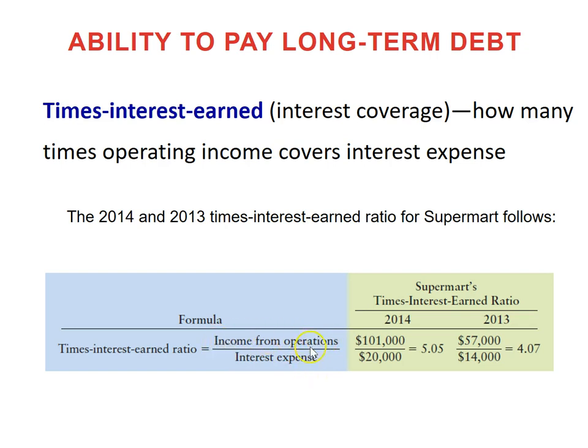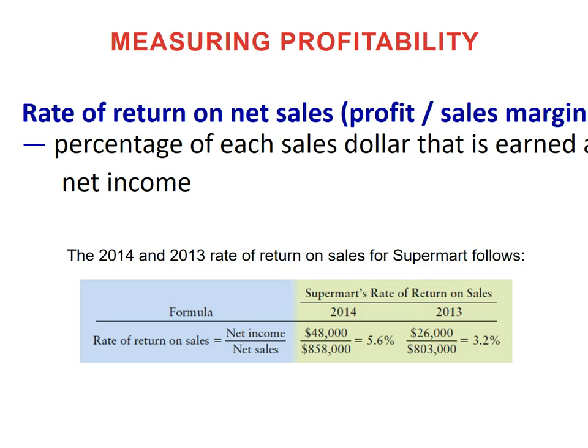And again, here higher is better for your company. If you plug in the numbers, you find that from 13 to 14 their TIE ratio increased, which is good. Remember, if your TIE ratio is less than 1, this is very risky. That means you are not able to pay your interest expense from your income from operations, which means the company may go bankrupt and may not be able to pay its interest expense. So this implies very high financial risk.